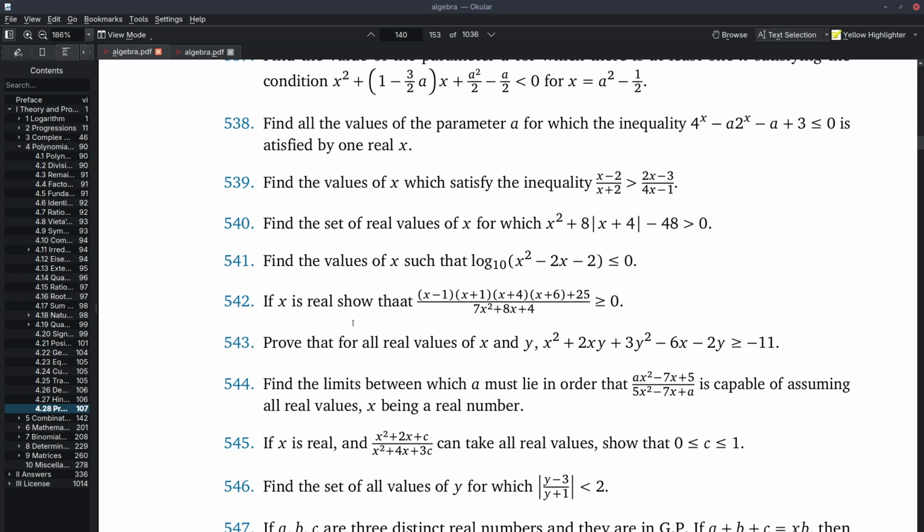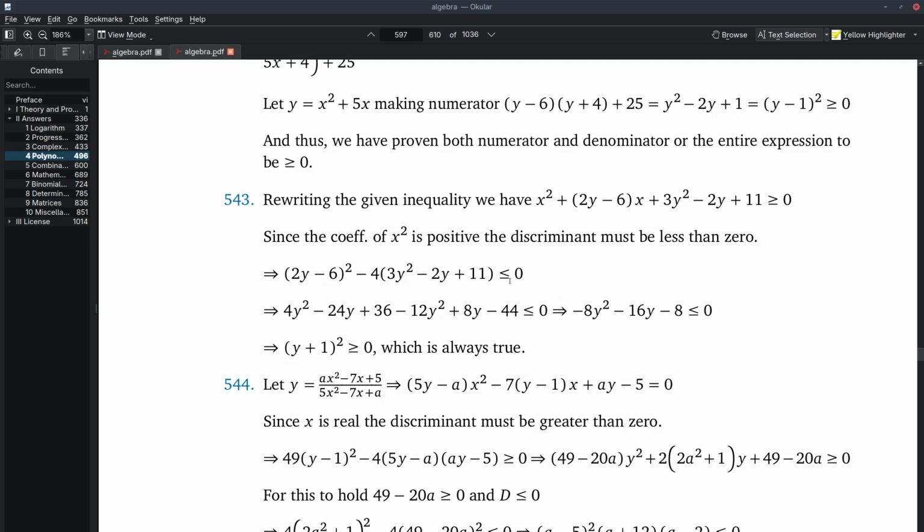Now we come to the last problem of the set. Prove that for all real values of x and y, x squared plus 2xy plus 3y squared minus 6x minus 2y is greater than or equal to minus 11. So we bring everything to one side and rewrite the equation in terms of x. So x squared plus (2y minus 6) times x plus 3y squared minus 2y plus 11 is greater than or equal to 0. Now this is a quadratic equation in x. We see that the coefficient of x squared is 1, so the discriminant must be less than or equal to 0.